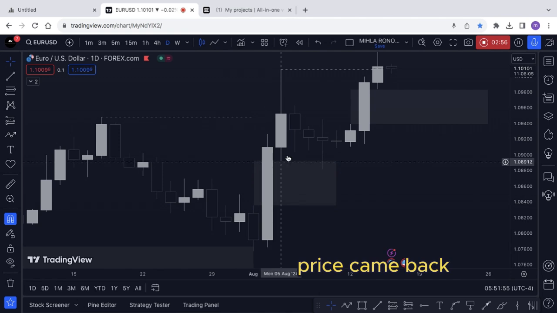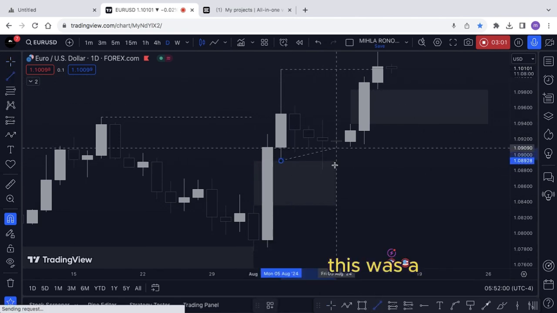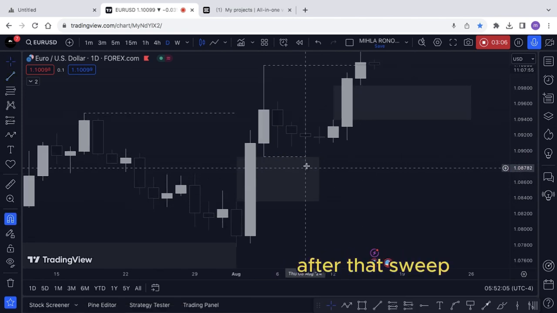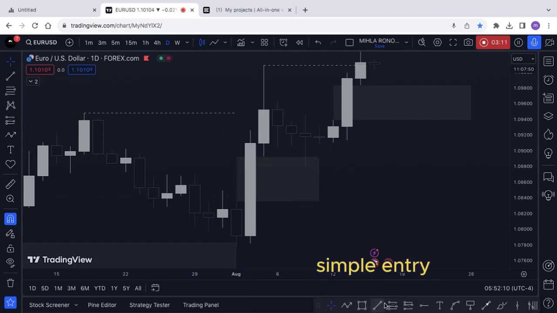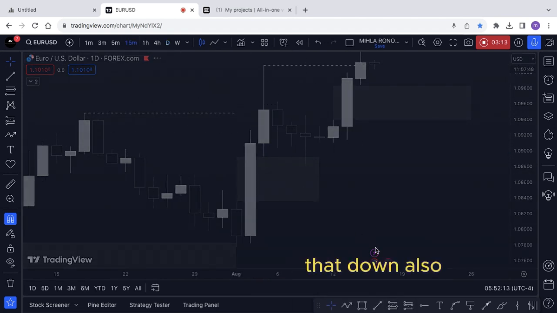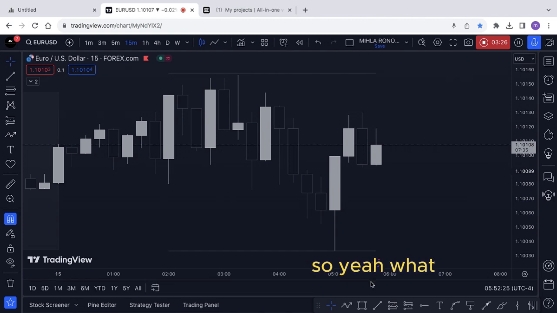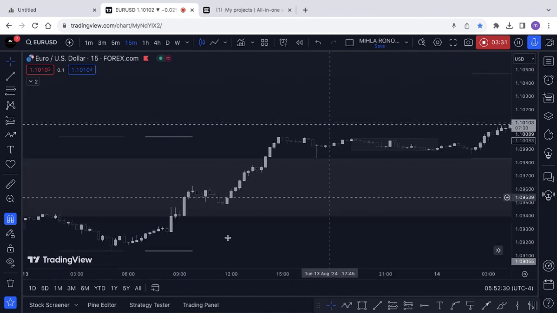And yeah, price came back into this daily, sweeping this low here. This was a clear sweep. Price swept that low, and after that sweep, price gave me a nice M15 entry. Very simple entry. I'm going to break that down also. What had happened was, just let it load a bit. So yeah, what had happened was that price came.